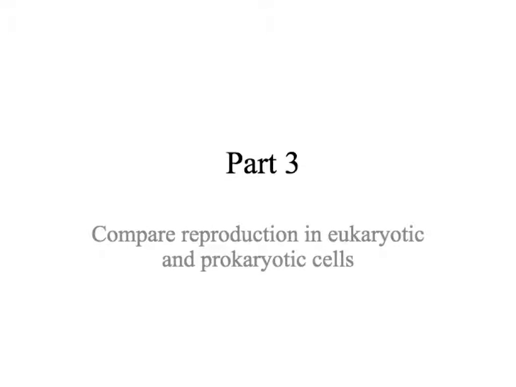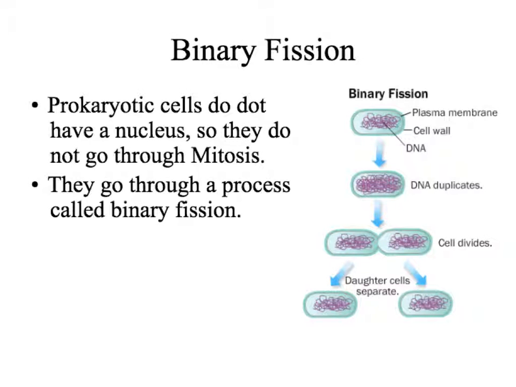Okay, the last thing I wanted to show you is what happens in prokaryotic cells, so we'll take a look at that. Now, prokaryotic cells, if you can remember, they do not have a nucleus. So they don't have those internal membranes and things like that. So their DNA is just free-floating in the cytoplasm. Because of that, they don't go through mitosis.